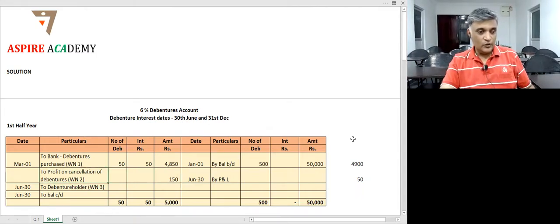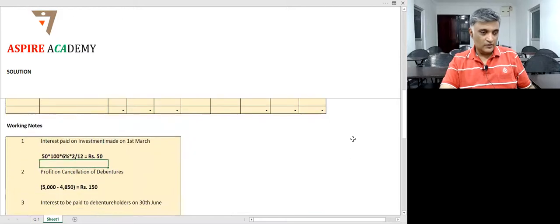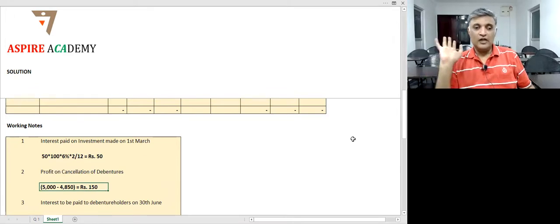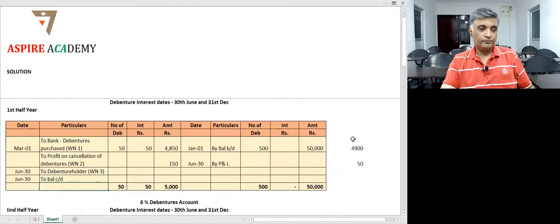This is exactly what you see in working note number 1 and working note number 2, which I've already worked out. But anyway, I'm going to showcase this. Look at this. Working note number 1 is that 50 rupees working. How did we get that 2 months interest at 50? That is one. Working note number 2: how did I get that 150, which is the profit on cancellation of debentures? It is the difference between 5,000 and 4,850, which is 150.